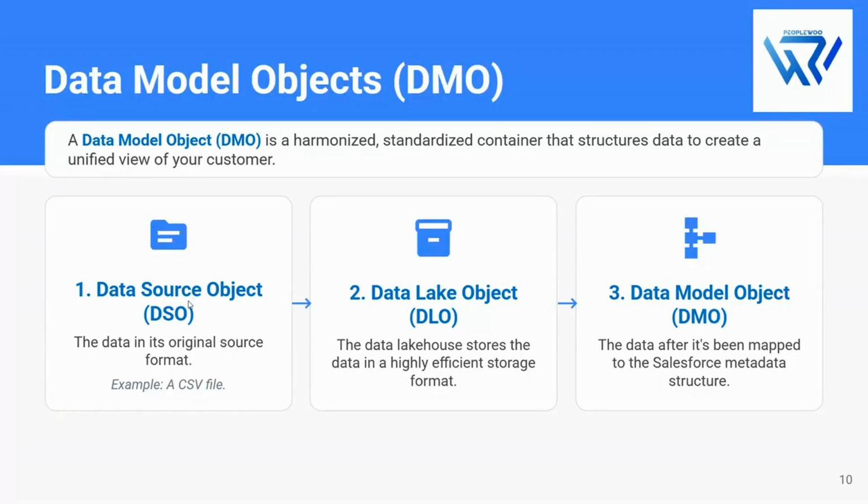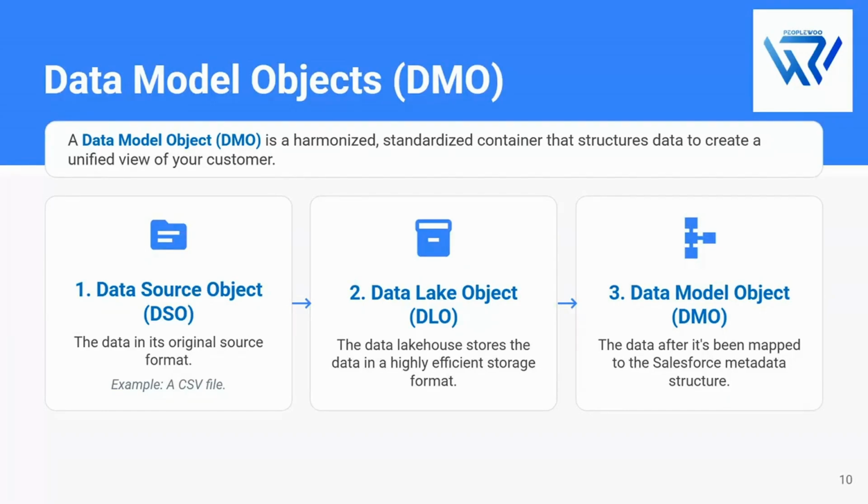So we established a data stream connection to bring that data from the data source objects, and they are stored within the data lake object within Salesforce Data 360. Now to store these records in a standard customer 360 data architecture in Salesforce metadata structure, we have to map them with data model objects.